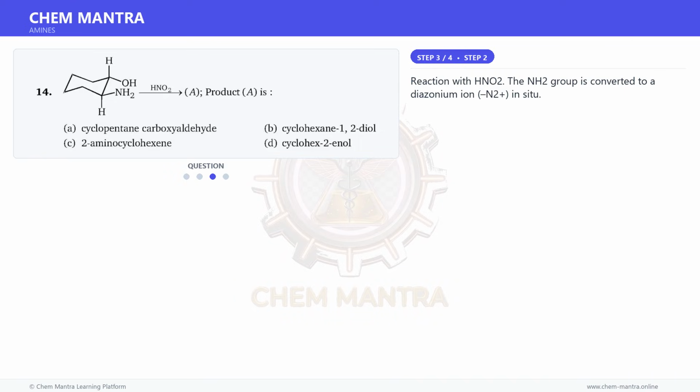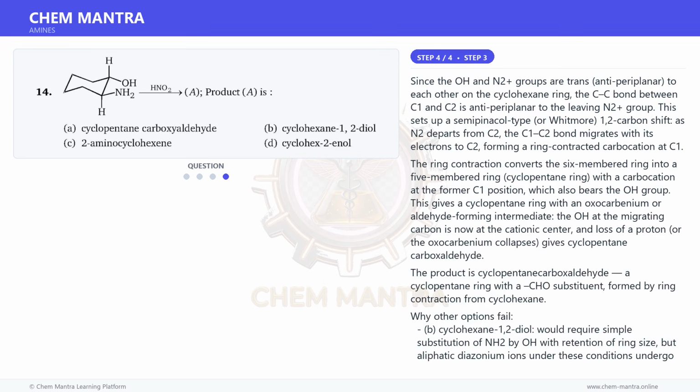Moving on to the next step. Reaction with HNO2. The NH2 group is converted to a diazonium ion, N2+, in C2. And for the final step. Since the OH and N2+ groups are trans, antiperiplanar, to each other on the cyclohexane ring, the C bond between C1 and C2 is antiperiplanar to the leaving N2+ group.